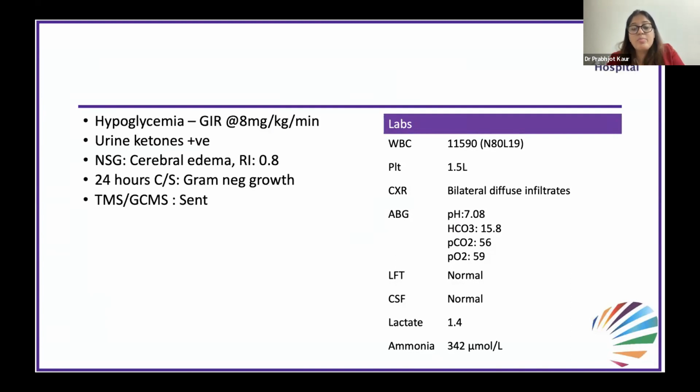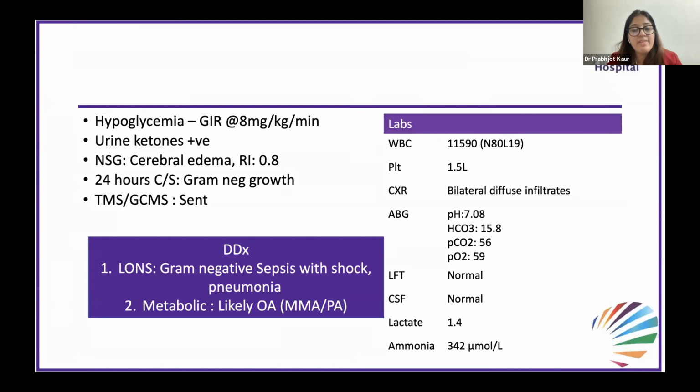The baby also had hypoglycemia, requiring a glucose infusion rate of 8 milligram per kg per minute. Urine ketones were positive. Neurosonogram showed cerebral edema. And at 24 hours, the culture sensitivity of blood was showing a gram negative growth. So TMS and GCMS was sent. So at this time, we have a definitive diagnosis that we have late onset neonatal sepsis with gram negative sepsis. The baby is in shock, baby has pneumonia.